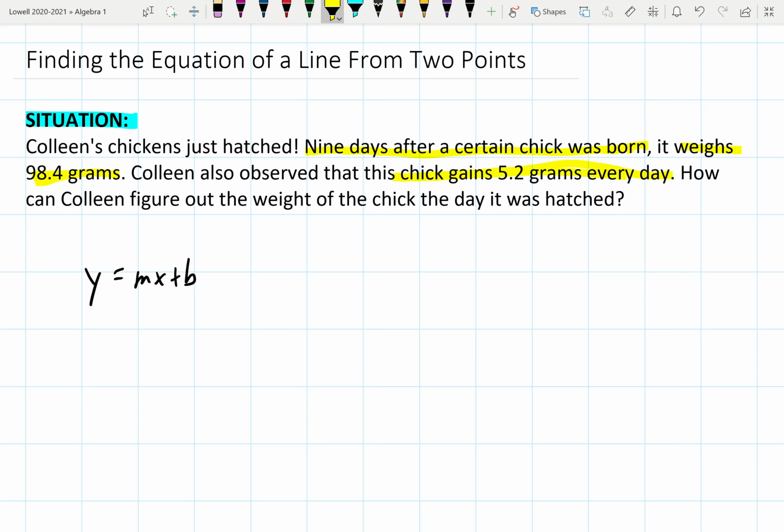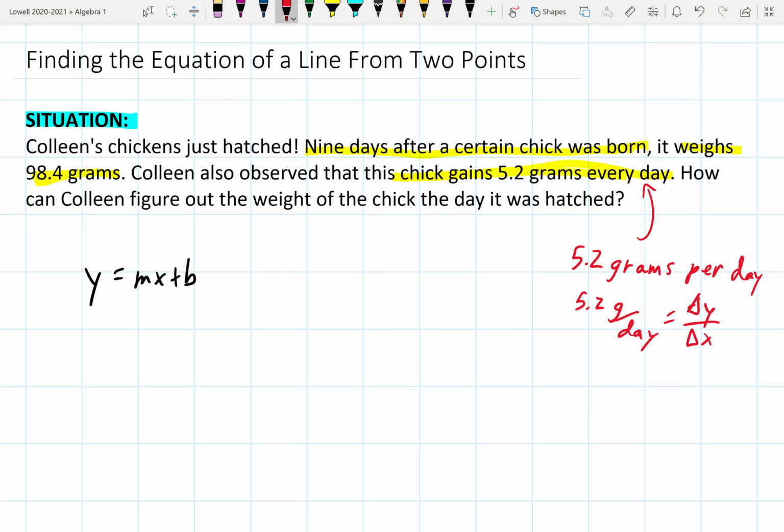So right off the bat, we actually know a little bit of information. We know that it grows 5.2 grams per day, so I'm going to write that down. The reason it's important to remember the units is because this tells you what your x and y variables, or your independent and dependent variables, are going to be. When it says something per something, we can write it like this, 5.2 grams per day. And we always remember that our slope is always our change in y over our change in x.